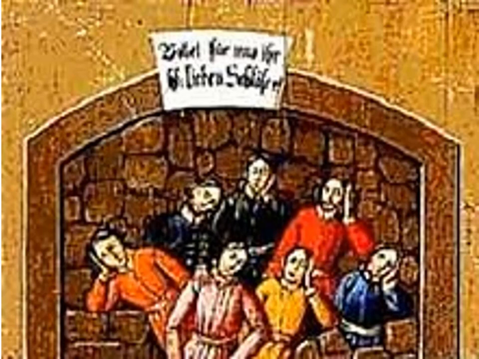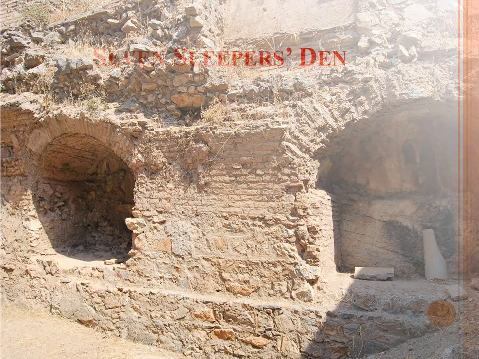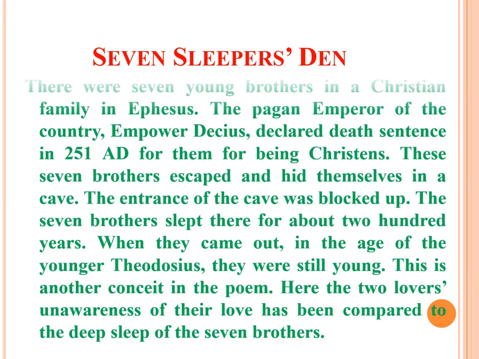So, this is the seven sleepers' den. You have seen that it's a den. For example, there's an artistic view. How many people are there? Seven. They are brothers. Do you know the history of the seven sleepers' den? Can anyone mention it, please? There were seven young boys, and for many centuries they were sleeping.